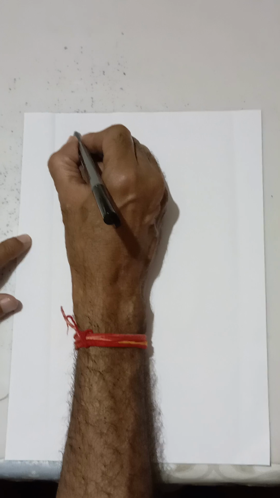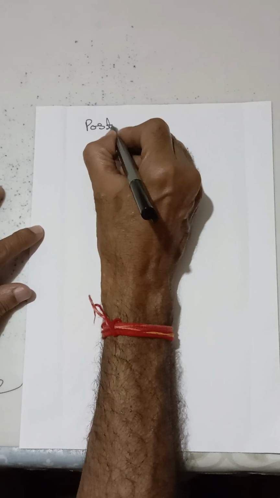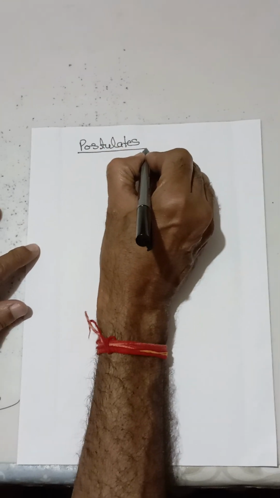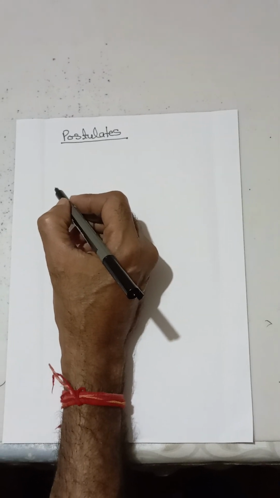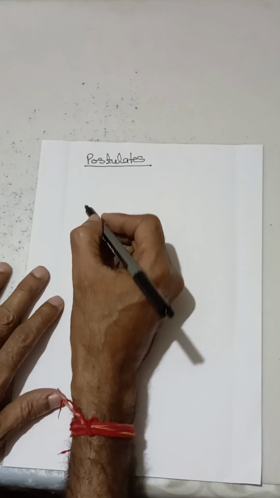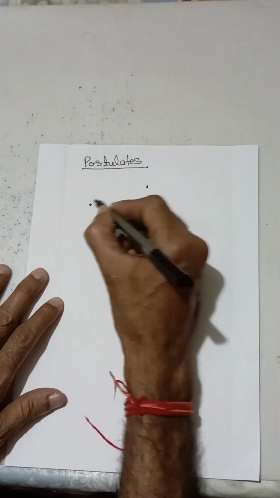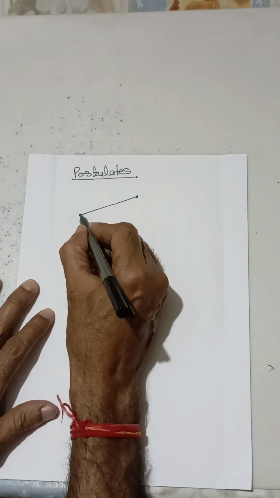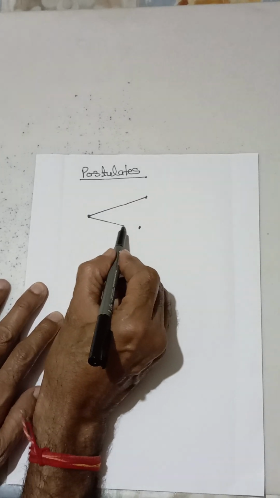Now we'll try to explain postulates in Euclid's geometry. First postulate is a straight line can be drawn from any point to any other point. Here is one point and here is one point. So we can draw a straight line like this. Similarly, suppose here is another point. We can draw a line like this.